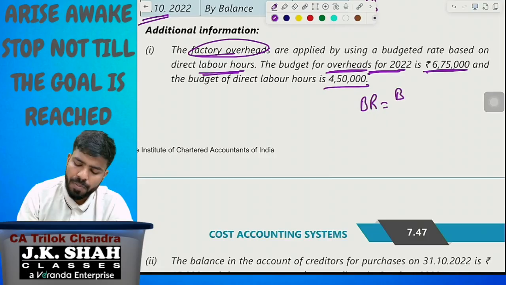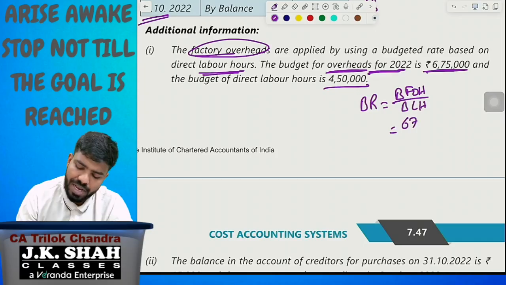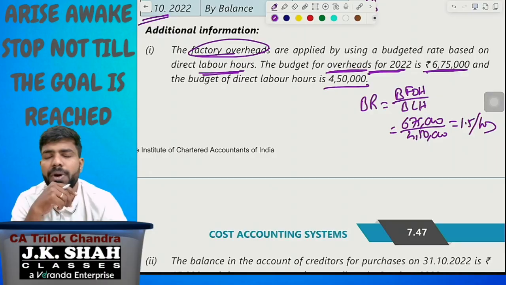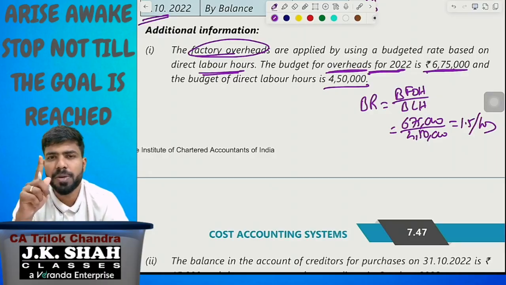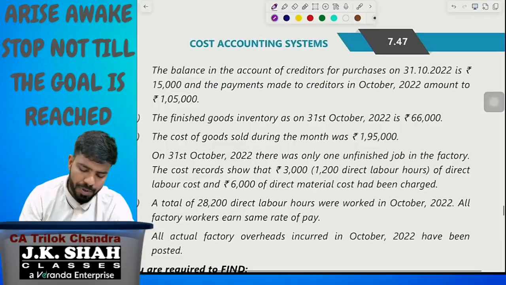Budgeted rate equals budgeted factory overheads divided by budgeted labor hours, which equals 6,75,000 divided by 4,50,000, which equals 1.5 per labor hour. That is the budgeted rate to absorb the overheads. That is point number 1. Look at point number 2.